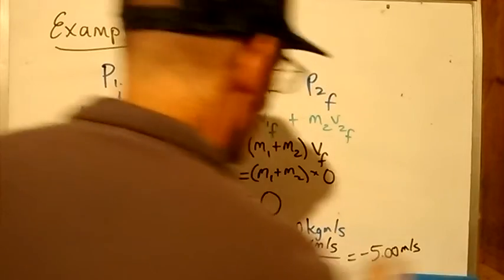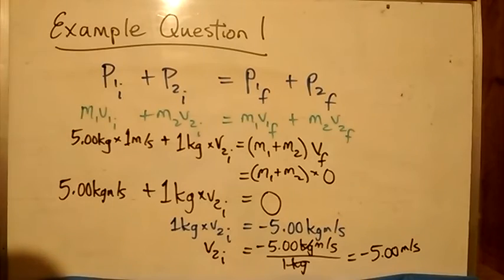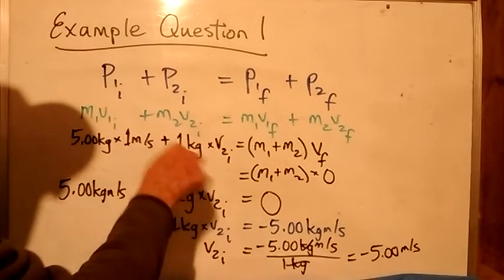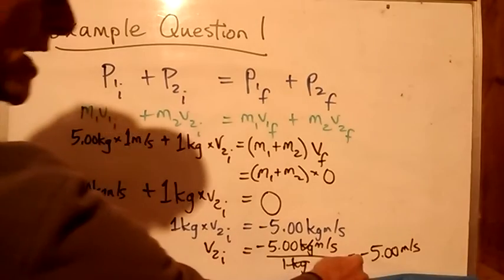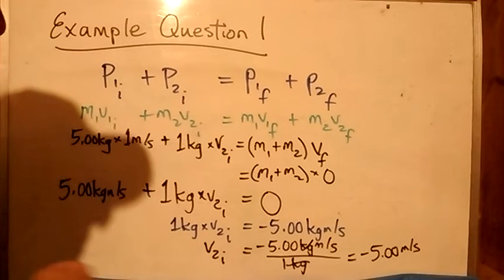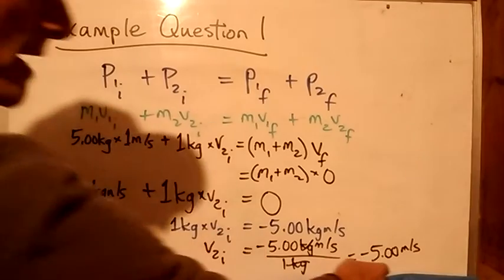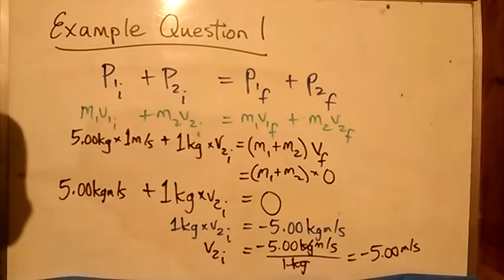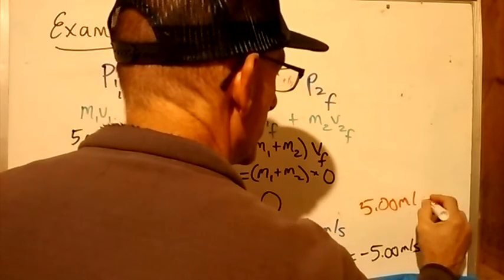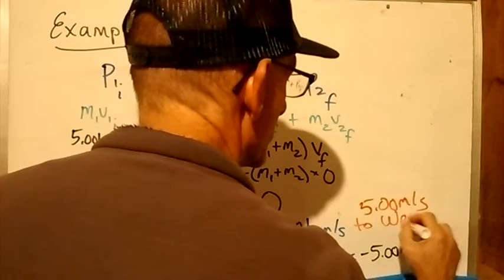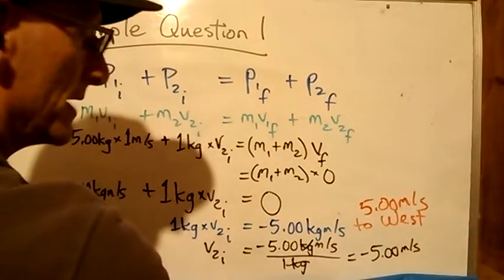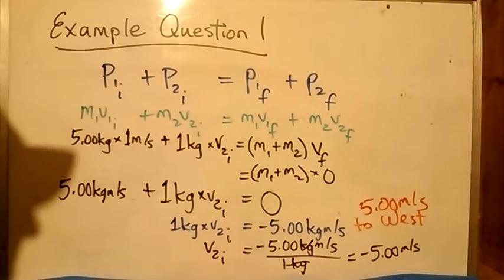meters per second. So that was the speed that fish 2, the one that was traveling in this direction, the smaller fish, was traveling. So the minus means going that way, which you could say is to the west or to the left, at 5 meters per second. So you could say 5 meters per second to the west, or you could have said 5 meters per second to the left. But that's what that negative sign means.